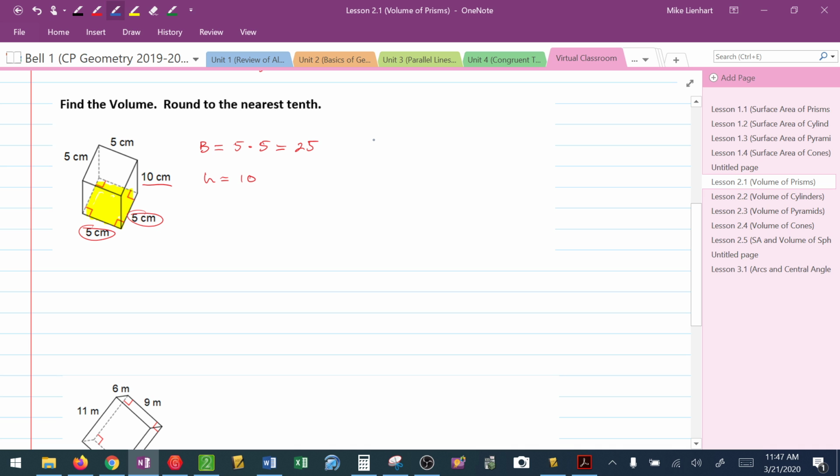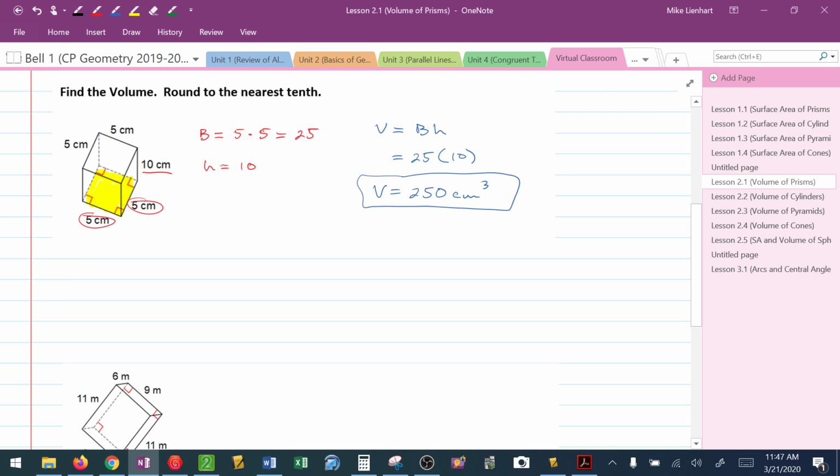I now have all the information I need. I write down the formula. V equals big BH. I know that big B is 25. I know that H is 10, which tells me I have a volume of 250. But now I need to include the units. My units are going to be the same unit, but because we're multiplying three measurements together to find the volume, the units are always going to be cubic units. So make sure that you use that cubic unit sign whenever you're talking about volume.